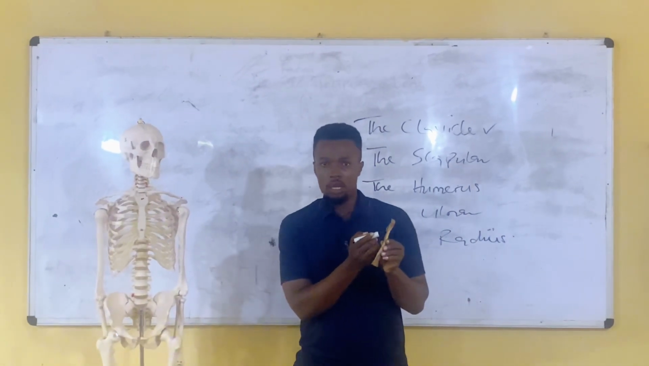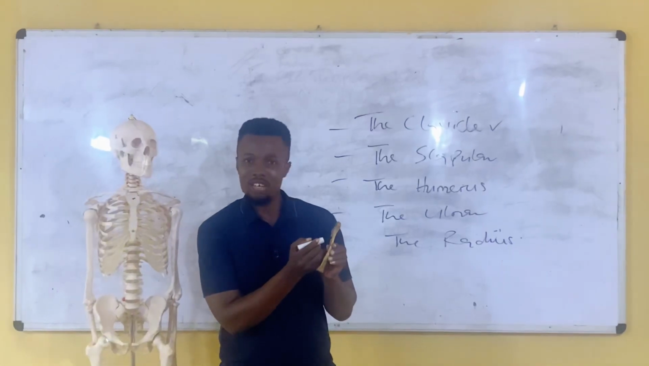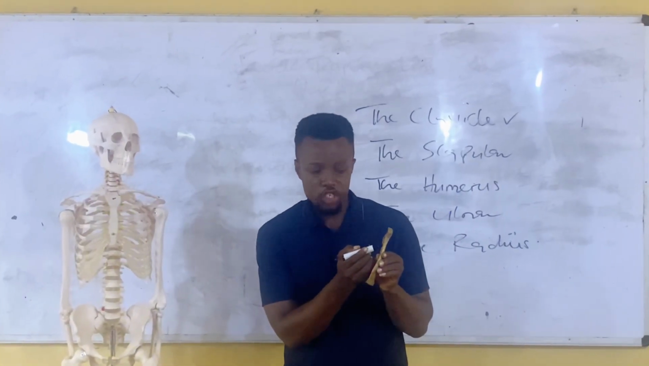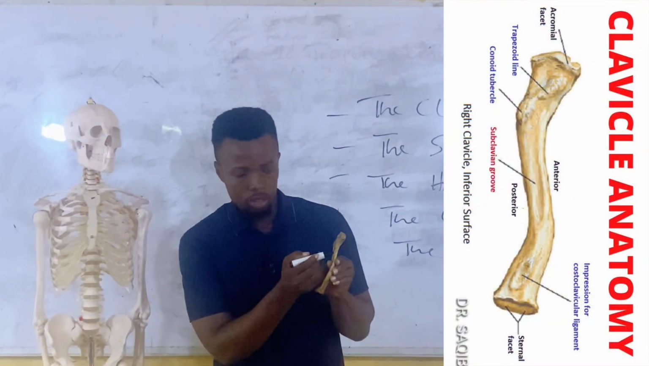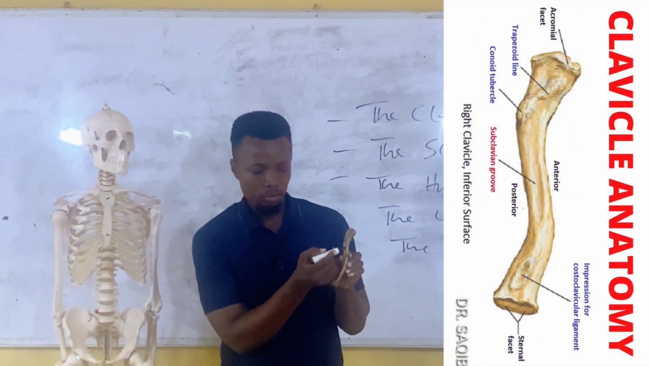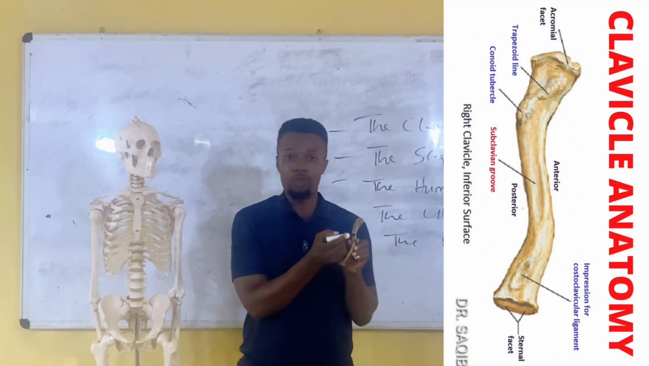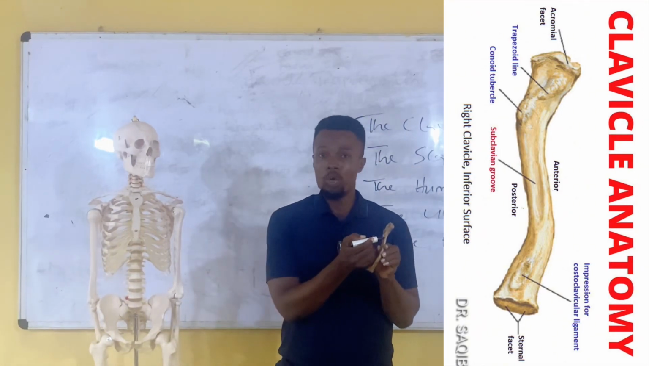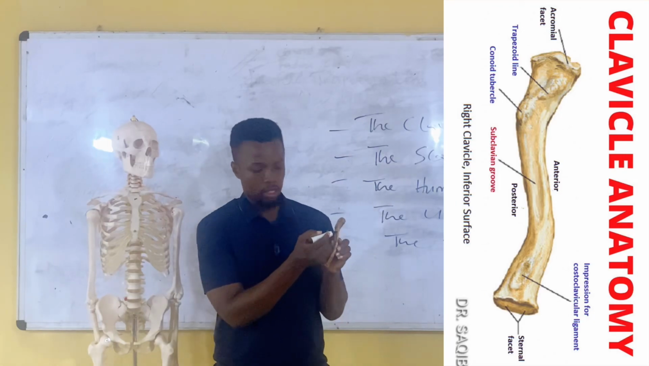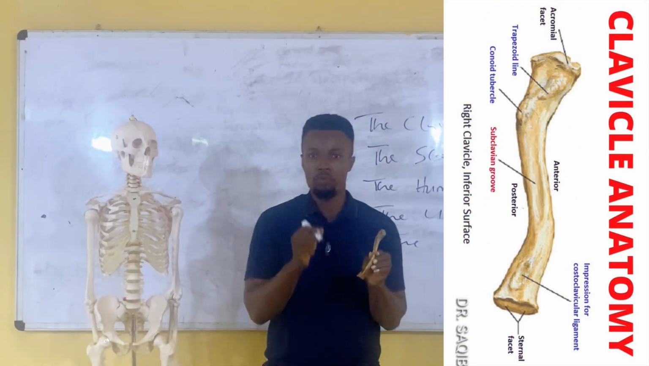Then, at the back of the acromion, there is another important feature there. There is this shallow groove here. It is known as the groove of the subclavius muscle. This is where the subclavius muscle attaches. So it is a shallow groove.